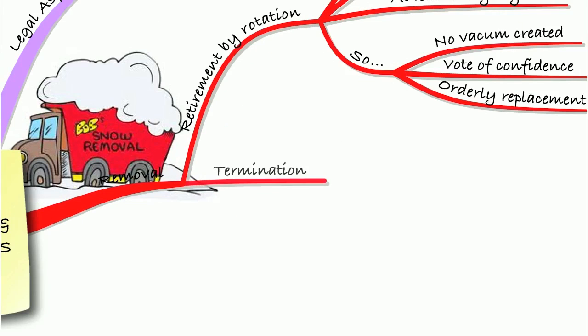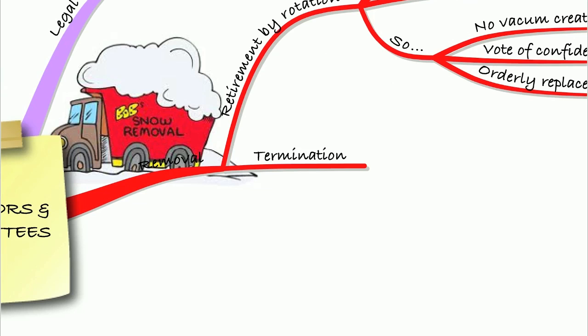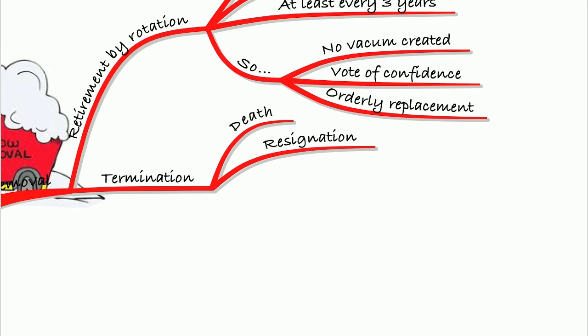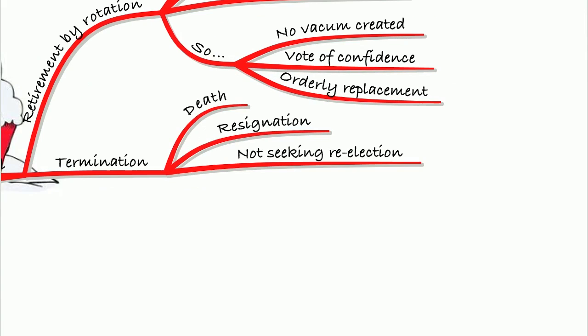There may also be termination of a director's contract. Now that could happen for various reasons. It could be simply through death, the director dies and the contract is terminated. It could be through resignation, so the director chooses to resign, the shareholders accept that resignation and they don't seek re-election. It could be that they retire by rotation and don't seek to be re-elected, so the shareholders don't get the chance to vote them back in again.